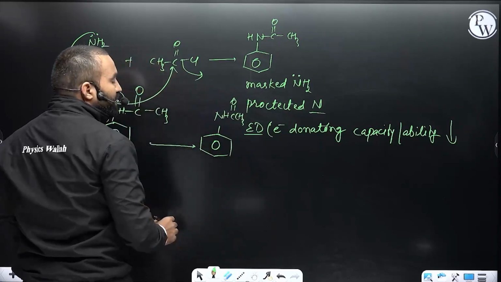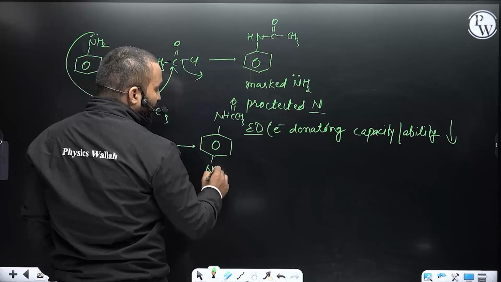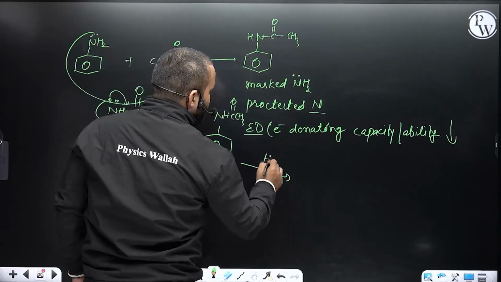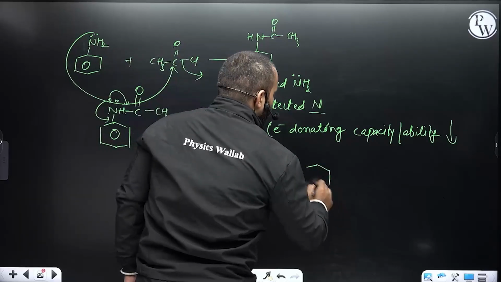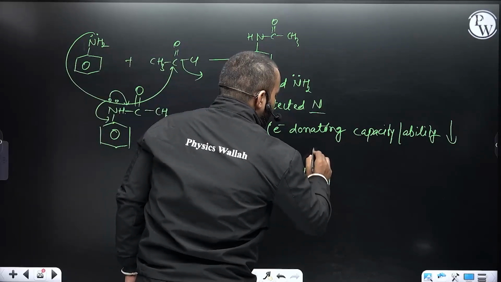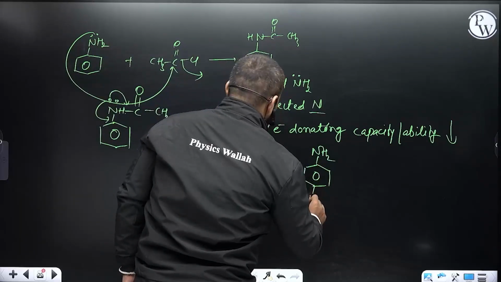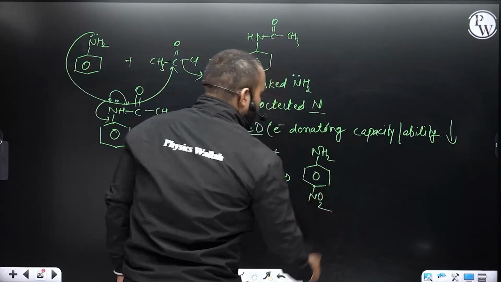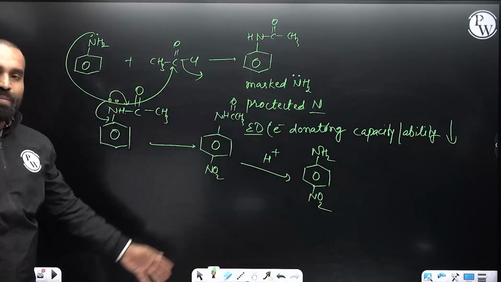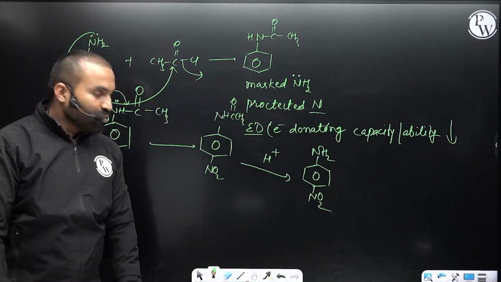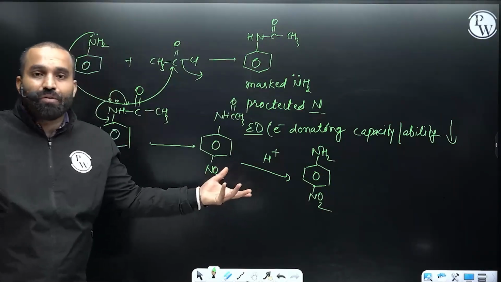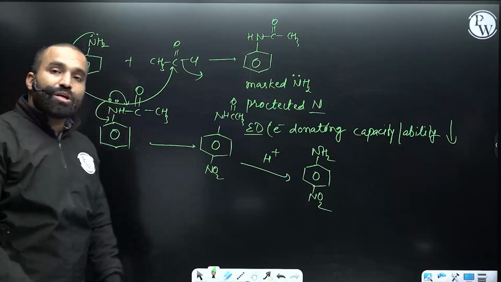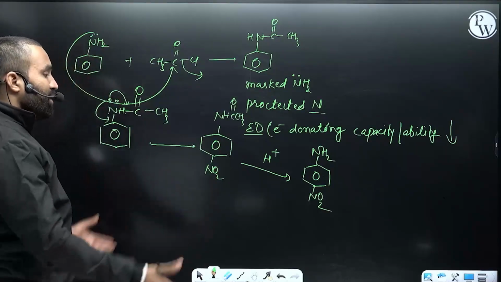Let's say this becomes my NO2 here. And then finally, treating it with H+, we can break this amide. And finally, the compound obtained is NH2, NO2. Can you reduce this NO2? Yes, by Mendius reduction. Using lithium aluminum hydride, we can reduce it. Using Sn-HCl, Fe-HCl or Zn-HCl combination, we can reduce NO2 also.